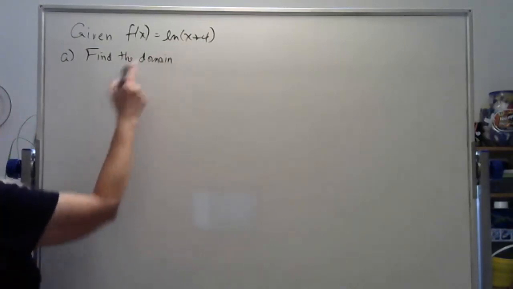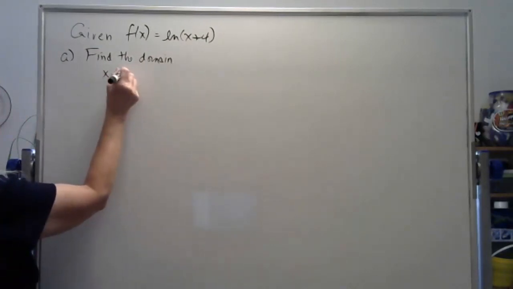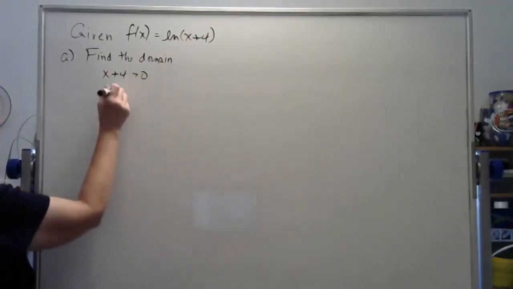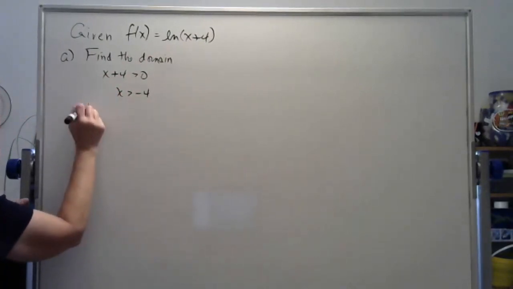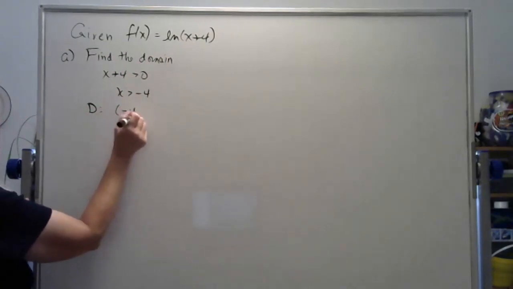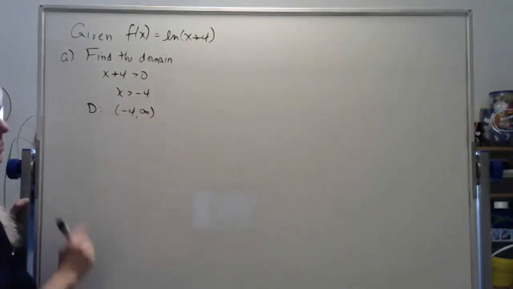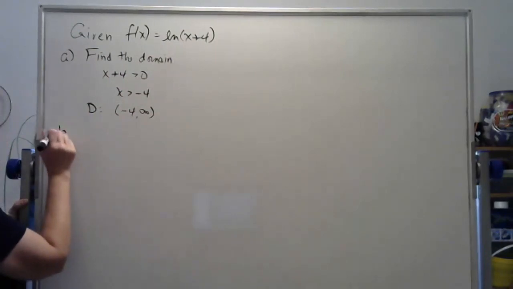We already know that what we're going to do is take the inside and set it greater than 0. So x would be greater than negative 4. So that would be negative 4 to infinity because it's pointing to the right. That was easy. We'd already talked about that.